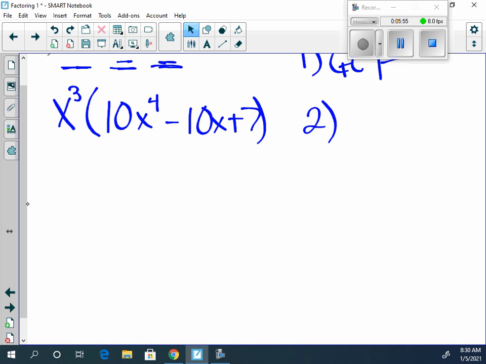Well, for this one here, we don't have a second step. Because if it was factorable after we factored out the greatest common factor, then we would go into our other steps.